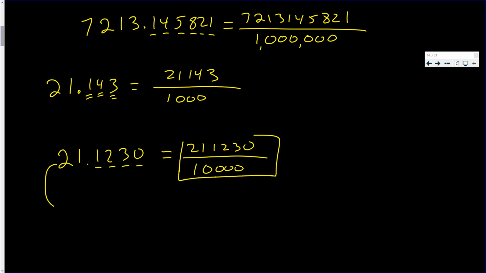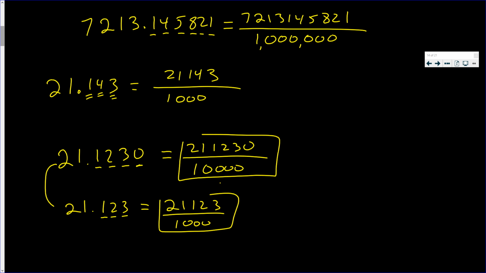I'm not backing down from it, but keep in mind that number is the same as 21.123. You don't need that last zero. And this is going to be 21.123 without a decimal divided by 1 followed by 1, 2, 3 zeros. Well, it better be that those two are equal. And of course it is.